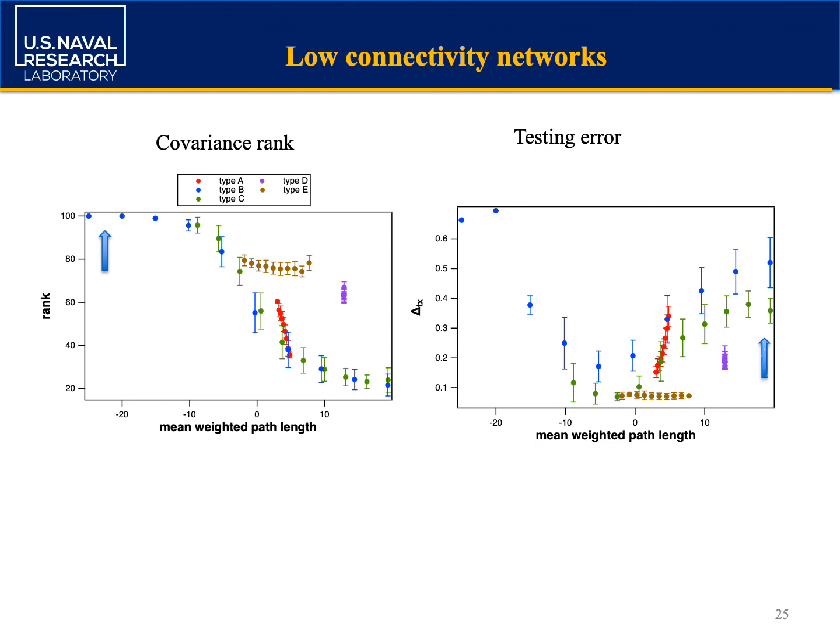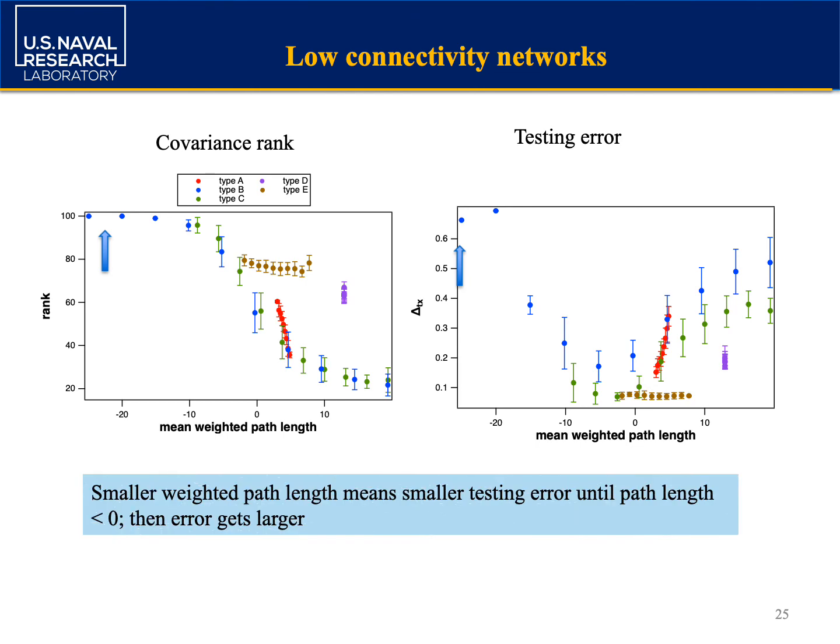However, if I look on the right graph at the testing error, I see initially the testing error goes down, but then it goes up. For mean weighted path lengths that get less than 0, I see an increase in the testing error. So the smaller weighted path length means a smaller testing error until the path length gets less than 0. Then the error gets larger. I'd like to know why this is.